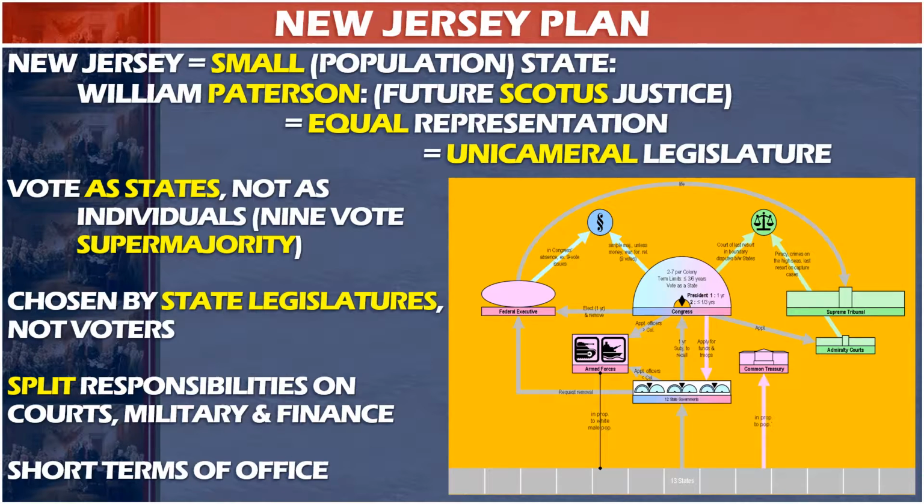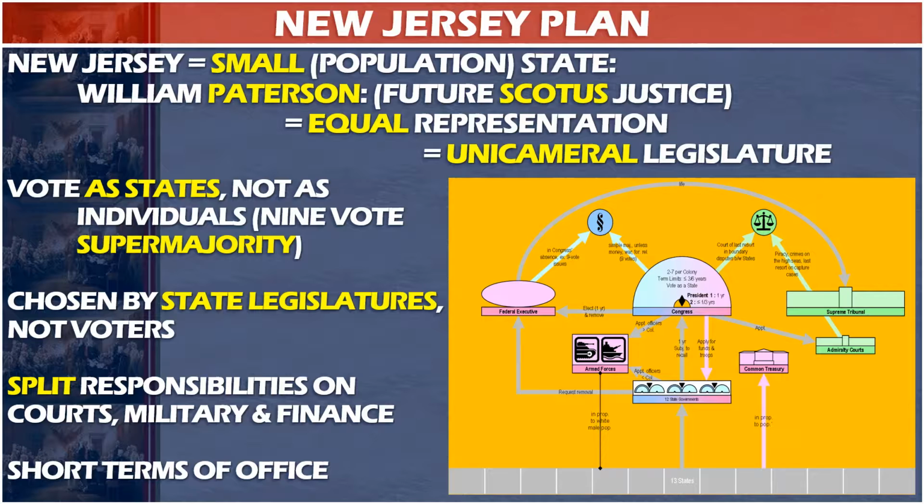So it's called the New Jersey Plan because William Paterson was from New Jersey, and he is the namesake for William Paterson University, but also the city of Paterson, New Jersey. And he later became a Supreme Court justice under the original United States after the Constitution.